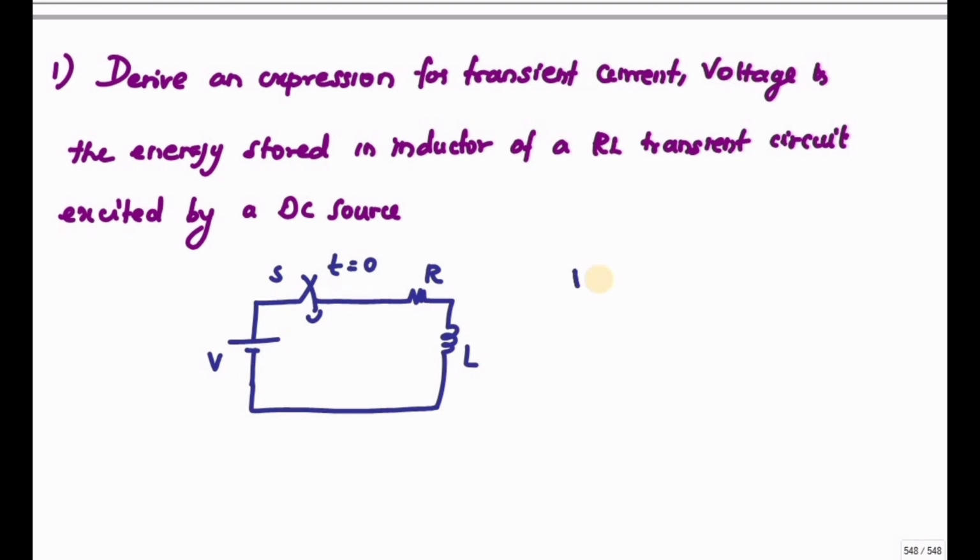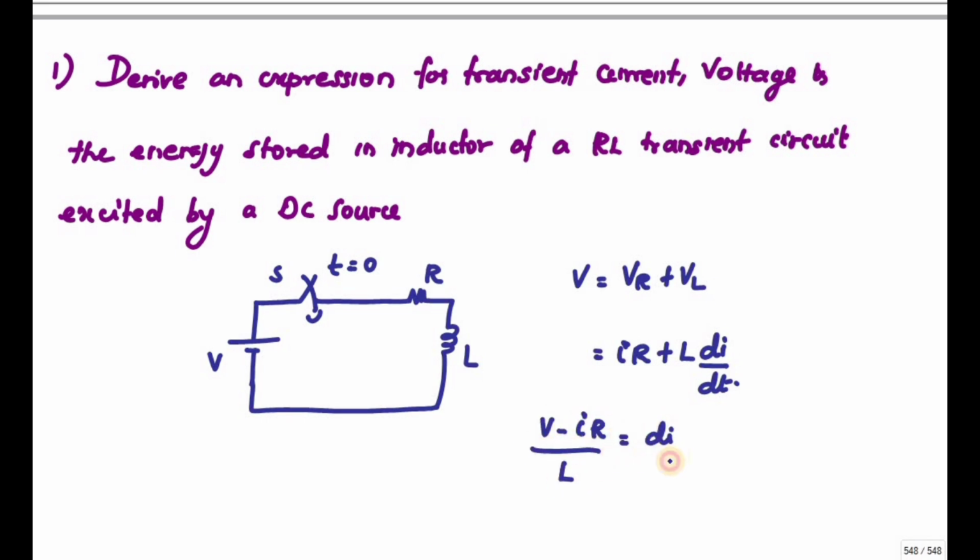Whenever the switch is closed, I can write V is equal to VR plus VL, that is the voltage across the resistance and the voltage across the inductance. The voltage across the resistance I can write as IR, and the voltage across the inductance VL, I can write as L into di divided by dt. Therefore, (V minus IR) divided by L is equal to di by dt, on rearranging these two equations.